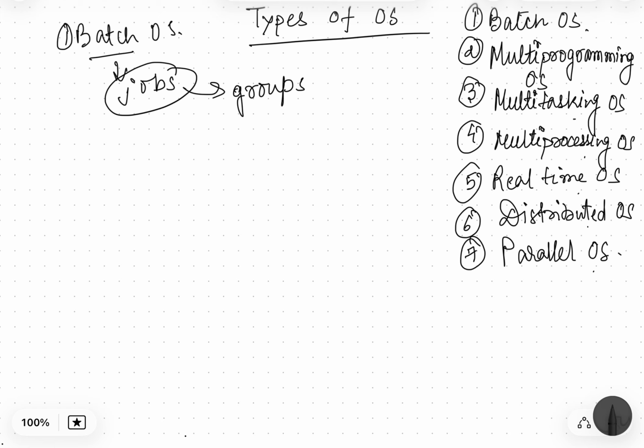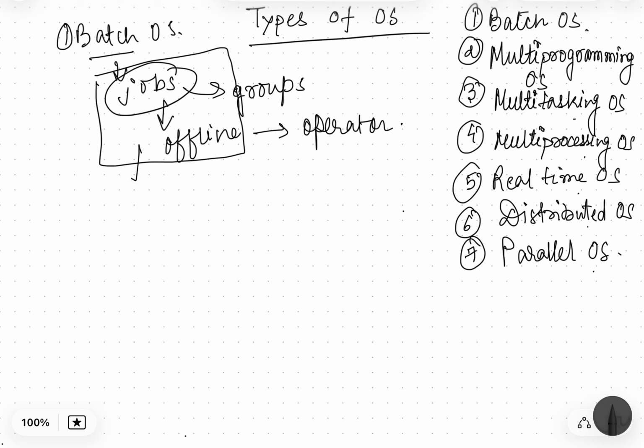Users prepare these jobs offline, and then they are submitted to an operator. So how are these jobs prepared offline? They are prepared with the help of something that is known as a punch card. The jobs were created offline and then they were submitted to the operators. Now this group of jobs have similar requirements. The jobs which have similar requirements are put in one batch and then they are executed.